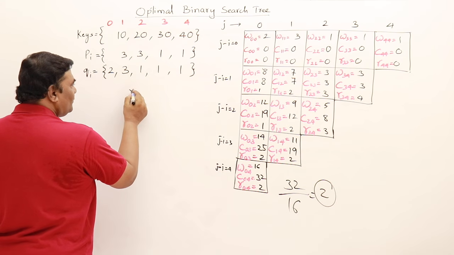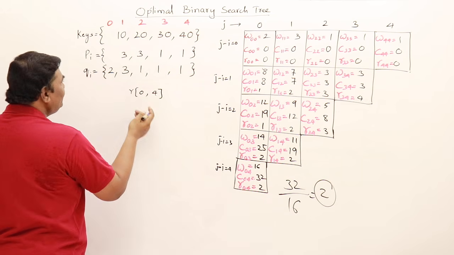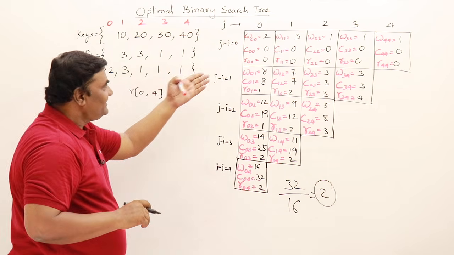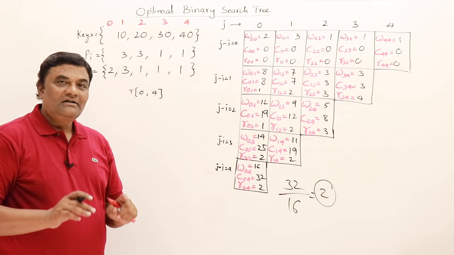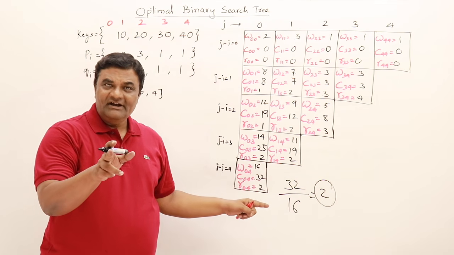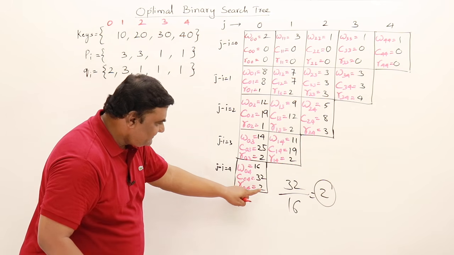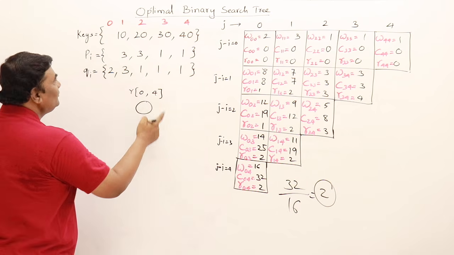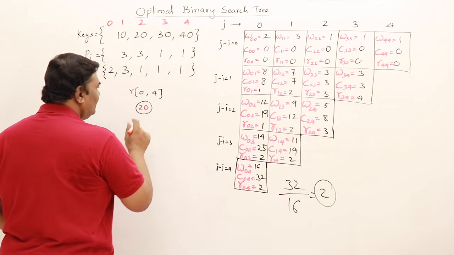So we have to find the root for keys from 0 to 4. Why 0? Yes, because the unsuccessful search probability starts from 0. For everything we have started from 0, so the root is also 0 to 4. Now for 0 to 4 in the table, do you have any value which gives the minimum? Yes, 2. So root should be 2. 2 means the second key, that is 20.